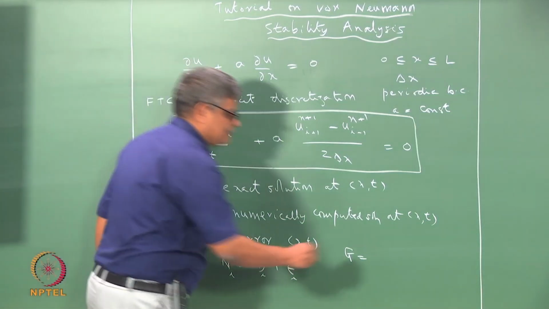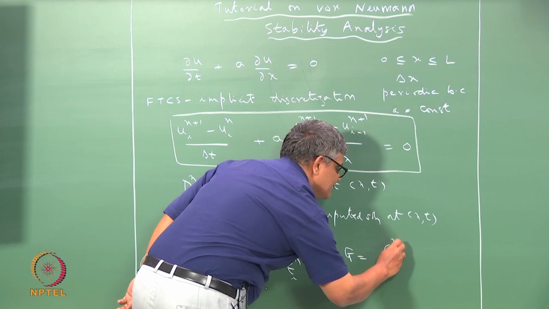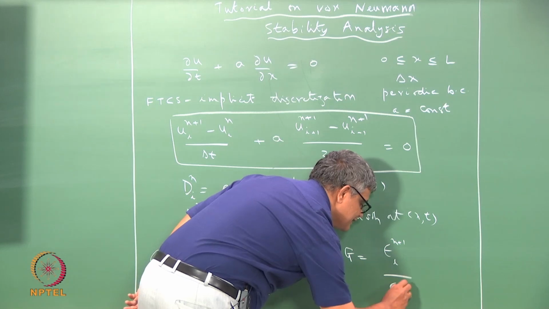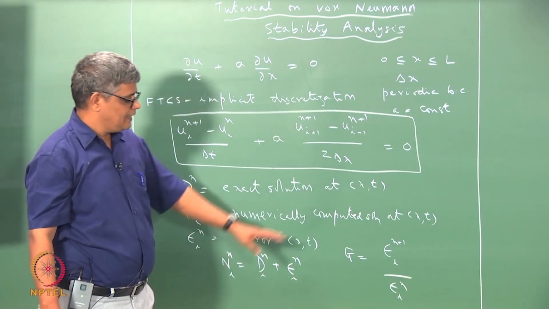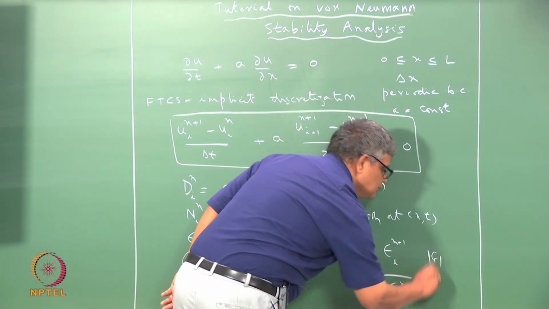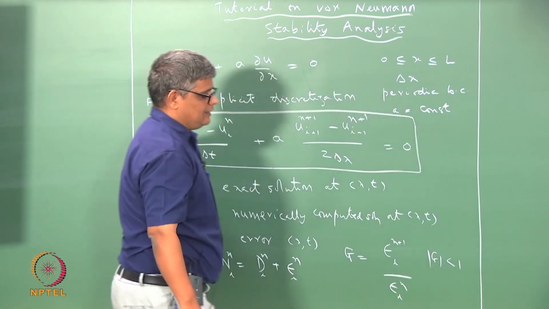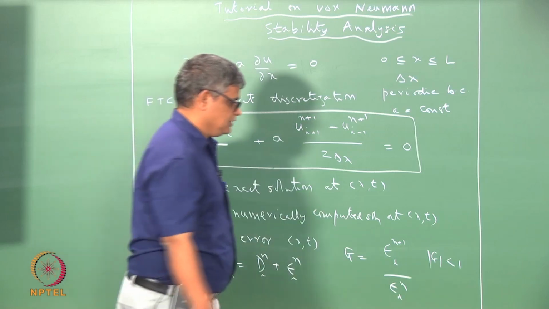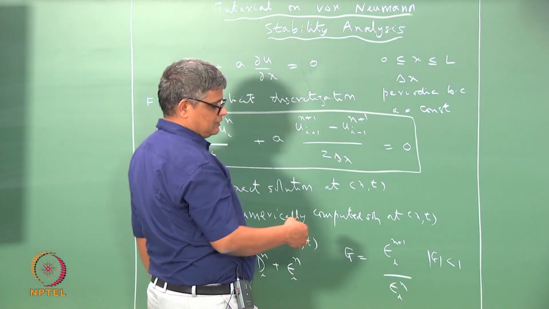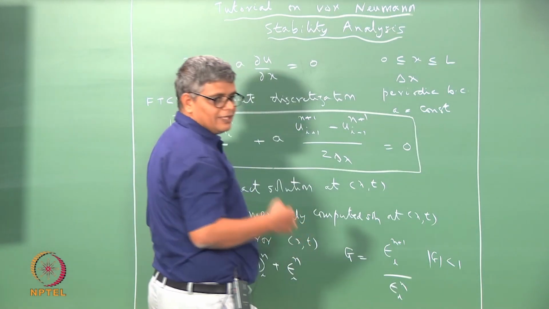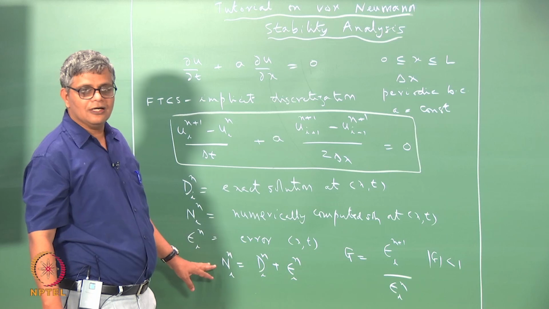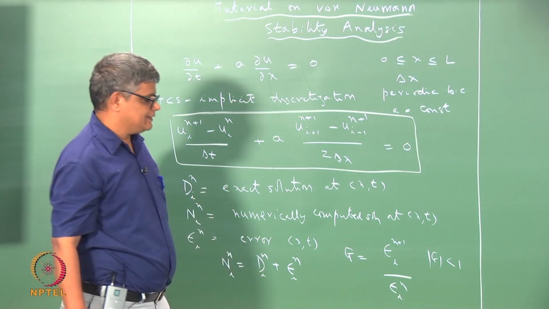We are going to define an amplification factor, which is the error at a particular spatial location at n plus 1 time divided by the error at the same spatial location at n. And if the magnitude of this, mod g, is less than 1, then we can say that error will not grow. If it is greater than 1, we have the possibility of the error increasing with time in magnitude, and therefore overwhelming the exact solution to give rise to a computed solution which is no longer like the exact solution.